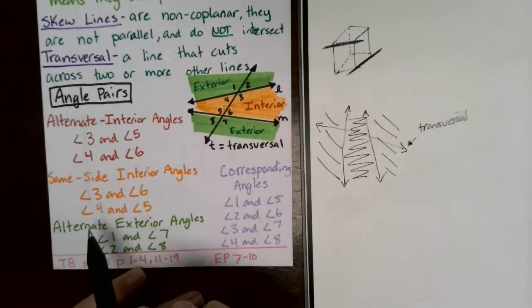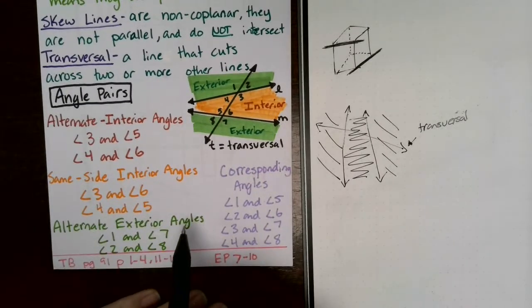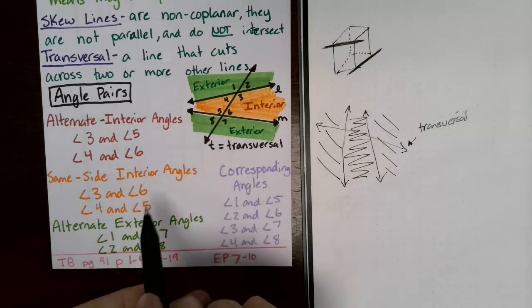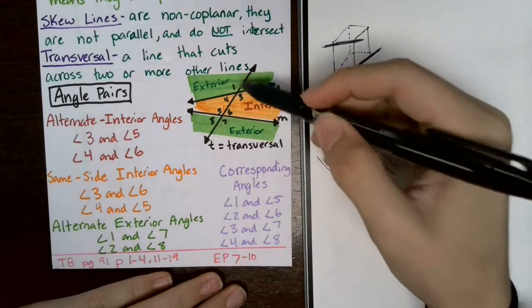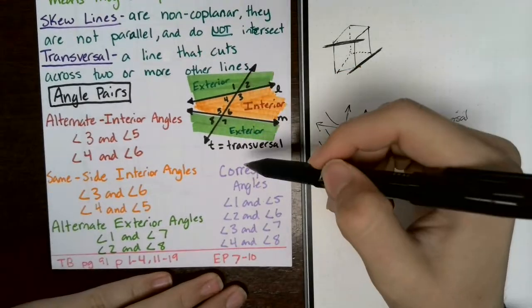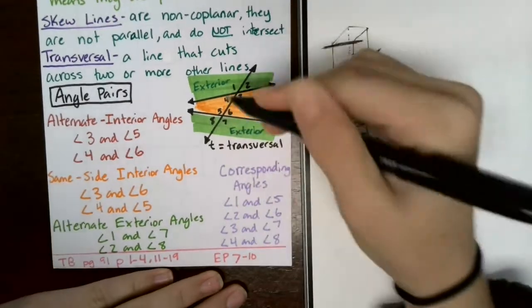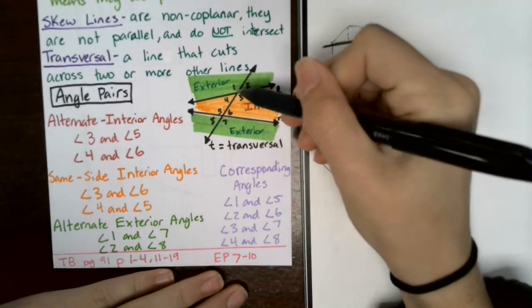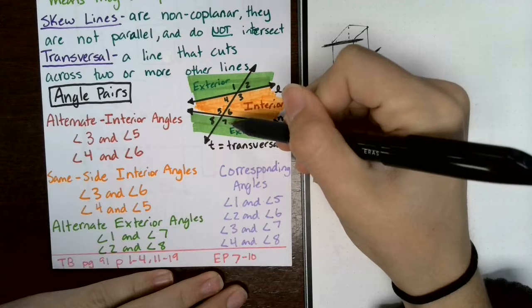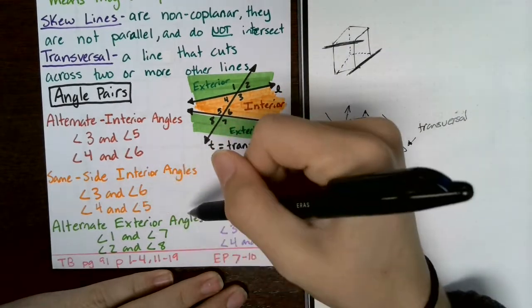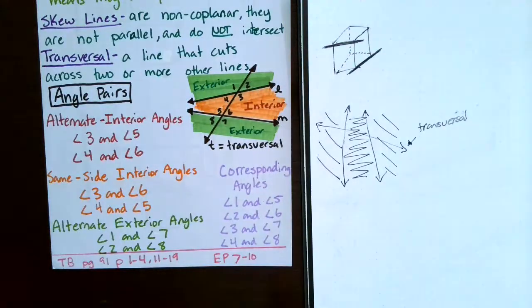Next up, we have alternate exterior angles. So alternate means they're going to be on different sides of the transversal. Exterior means they're going to be on these outside parts. Okay, and then remember, we want one from this group and one from this group. So if I pick one, I have to go on the other side in this group on the exterior to pick 7. Okay, so that's 1 and 7 are alternate exterior angles.